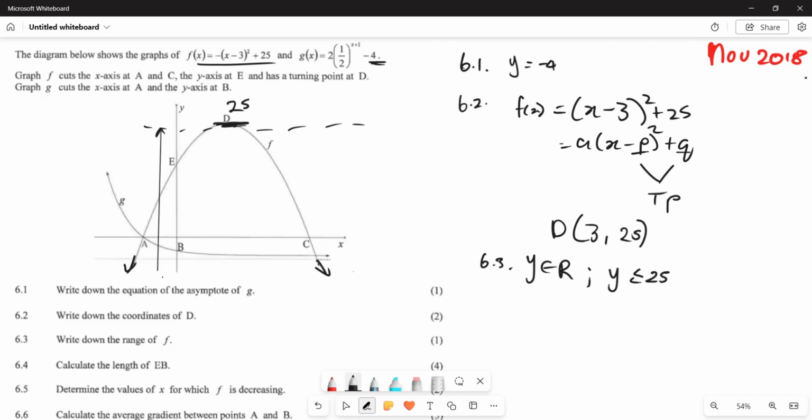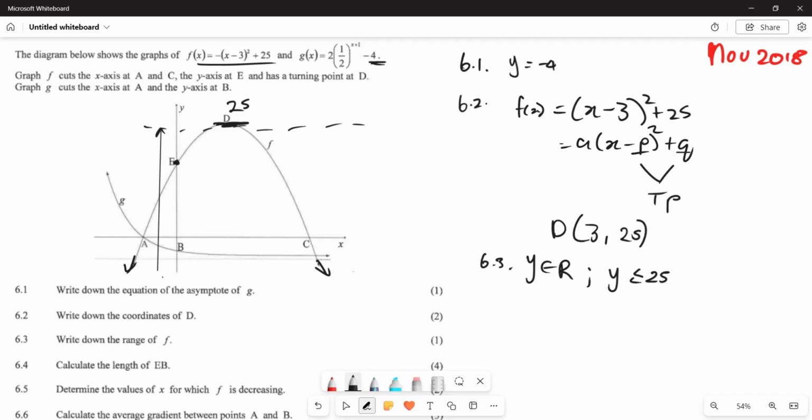Now, what else do they want us to do? They want us to write down the length of EP. What is going to be the length of EP? Your EB basically is going to be the point that touches your graph here.